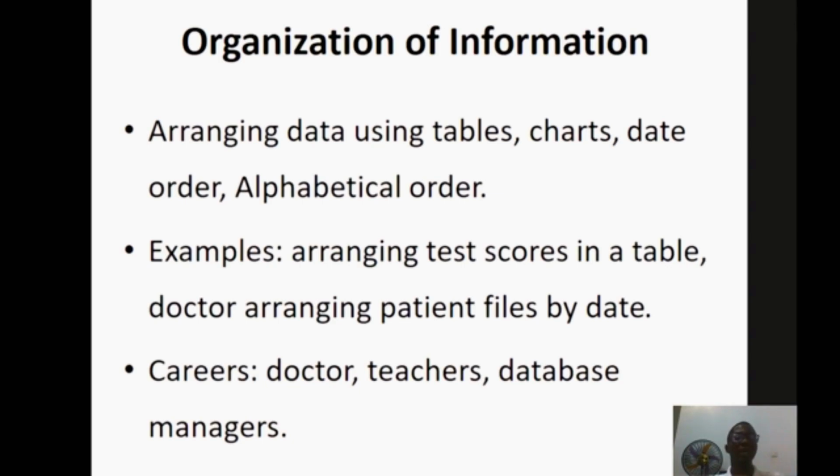Arranging data, either using a table. When it comes to a table, your report card is in table form, because there are rows and there are columns, where the column has the heading, the name of the subject, then the scores are in the rows, each row. You can also arrange it in charts, date order, alphabetical order. Example is what? Arranging test scores in a table.